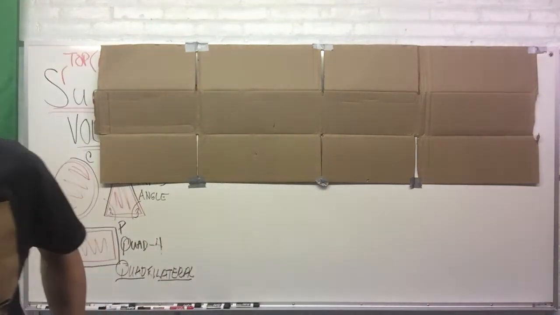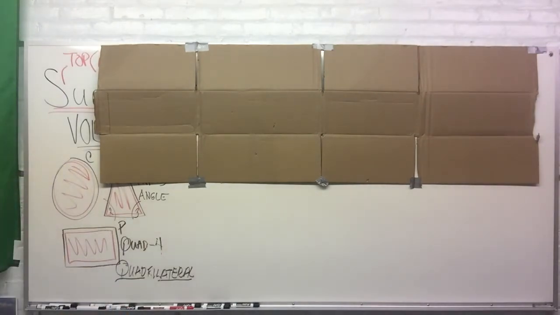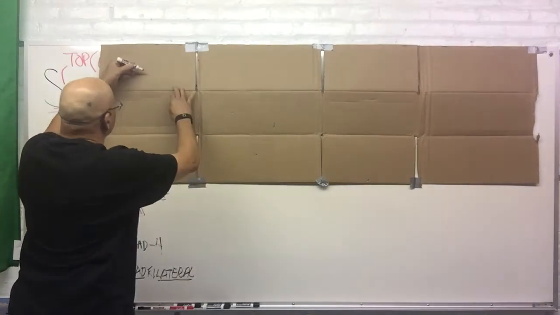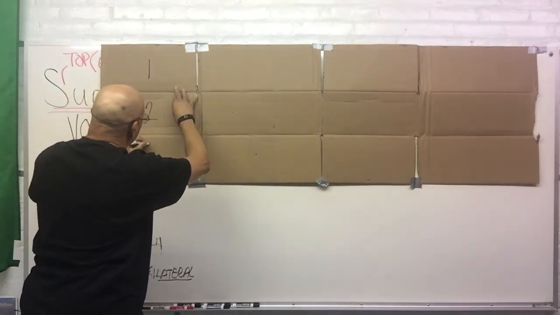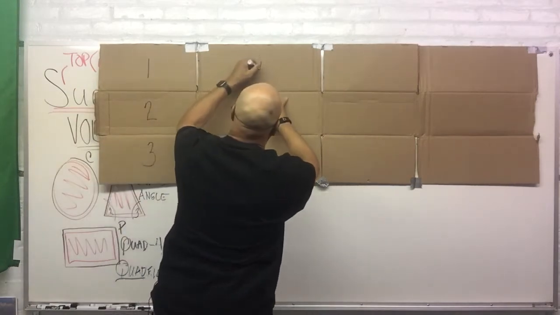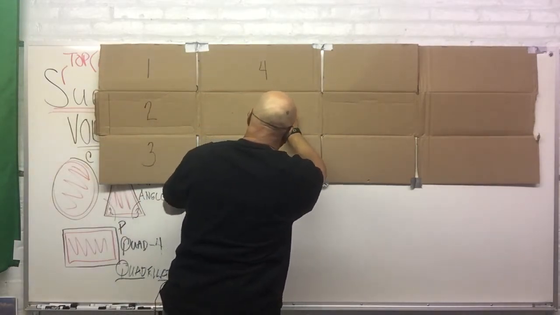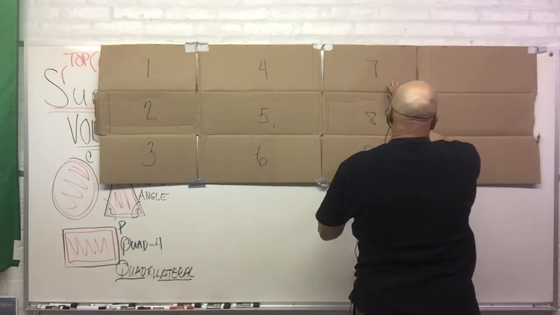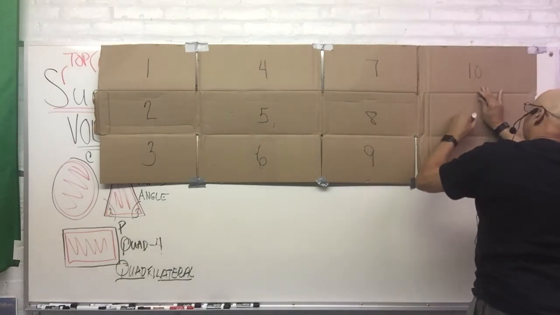Okay, so now I'm going to take a marker and show you exactly how you will do these problems. So you're going to just count up. I have 1, 2, 3, 4, 5, 6. So I'm going to just label these. 1, 2, 3, 4, 5, 6, 7, 8, 9, 10, 11, 12.